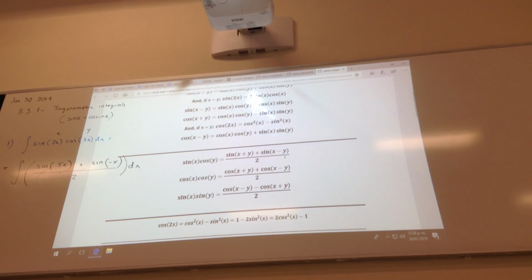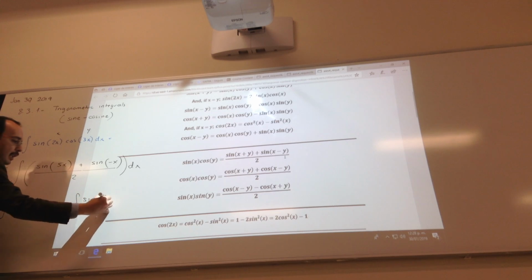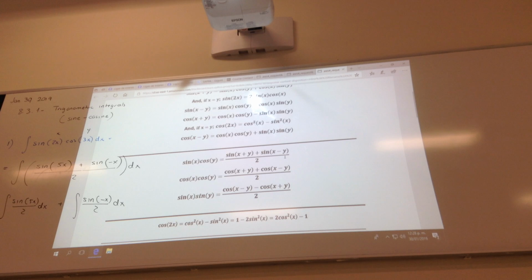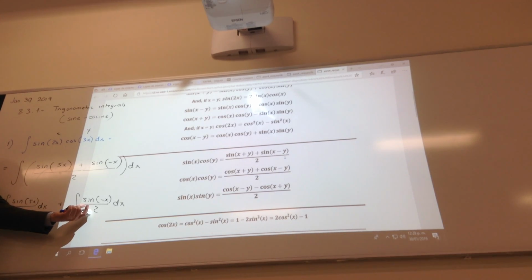Now what? If you observe, we have an addition between the sine terms. Now I can separate the integrals. So now I have an integral which is sine of 5x over 2 dx plus the integral of sine of minus x over 2 dx. Two different integrals. True. Now I can solve this integral and I can solve that integral.